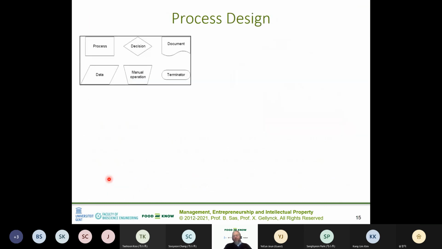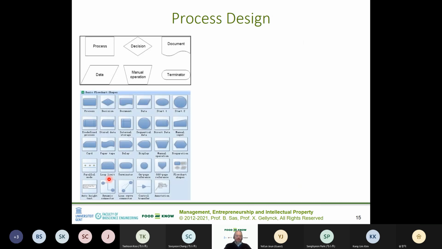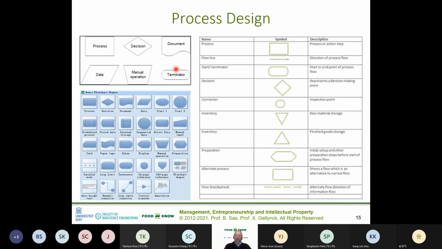The process design. So once you have your ideas and your technology developed and you want to start a process, you can have a schematic overview in great detail of your process. Some of the elements used here are, for instance, this square as a process, in which you then describe the process, a decision, this diamond shape, a parallelogram for data input, a terminator.